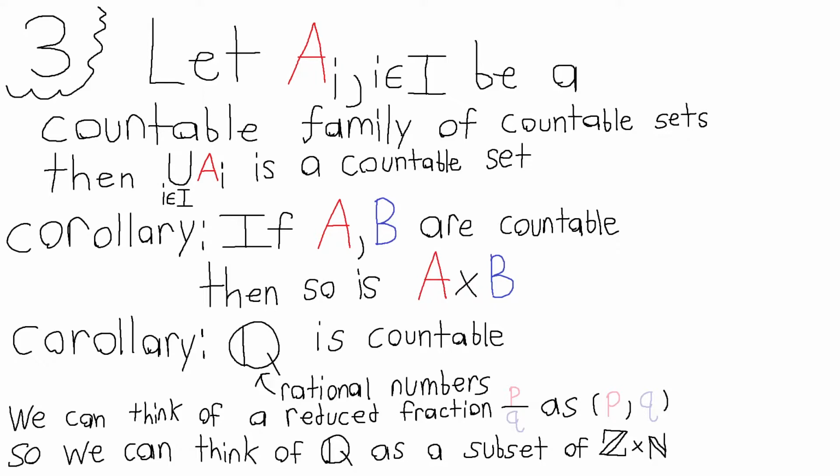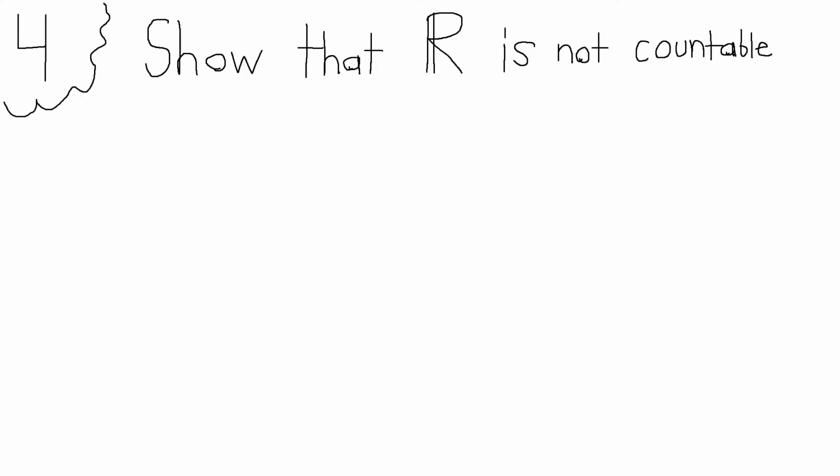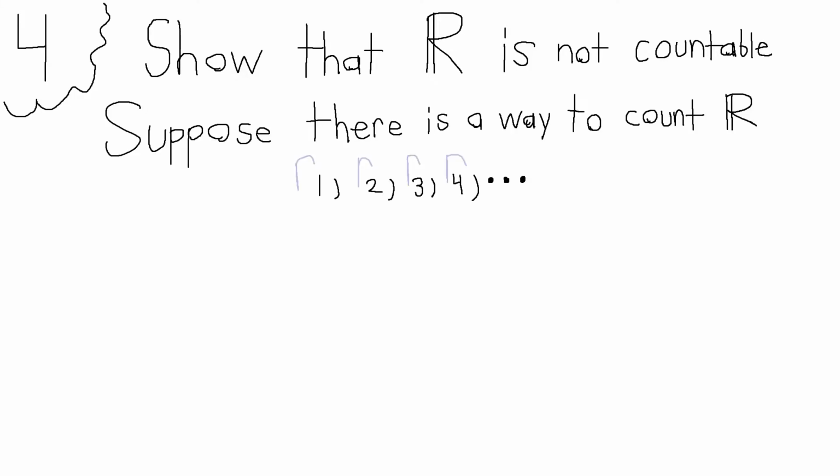At this point, all we've seen are sets that are countable. We are now going to take a look at a set that is not countable. The real numbers are not a countable set. When we say that a set is uncountable, this means that any way we try to count it will unavoidably miss some element of the set.